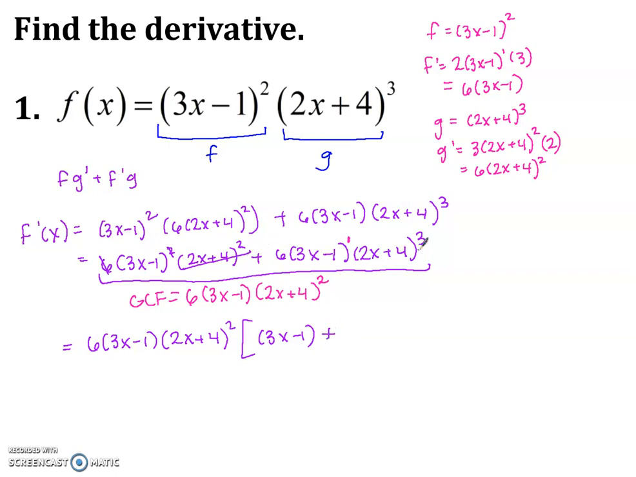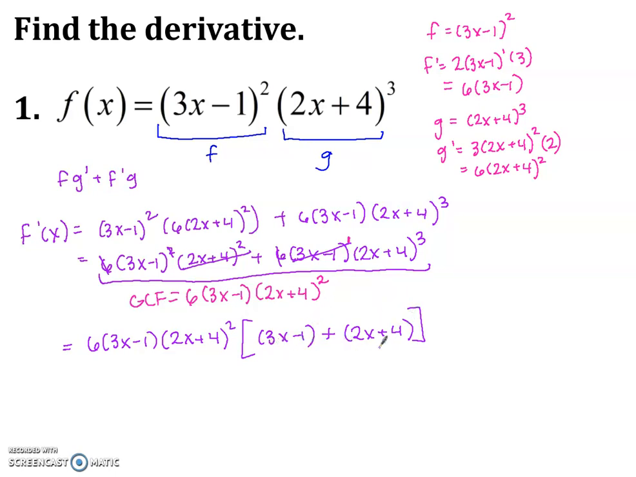Then plus, from this group, I took the 6 out, so that's gone. I took this whole thing out. Well, from the 2x plus 4, I only took 2 of them out. So since there was 3 to begin with, I'm left with 1 of them. Okay. After the GCF step, you'll always be left with just 1 of each. So you should never have exponents left on these.